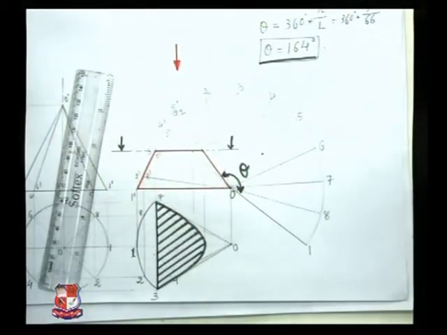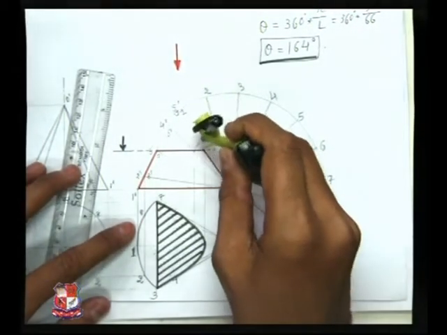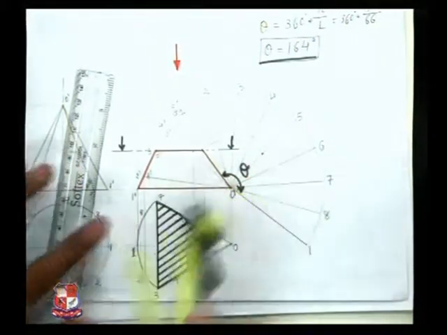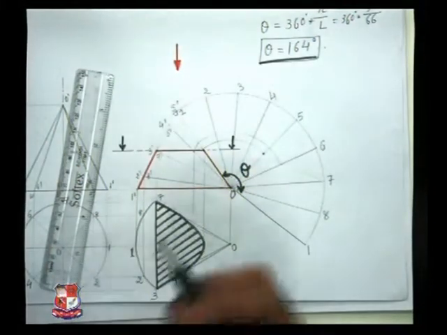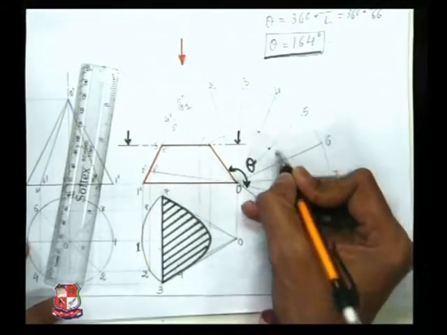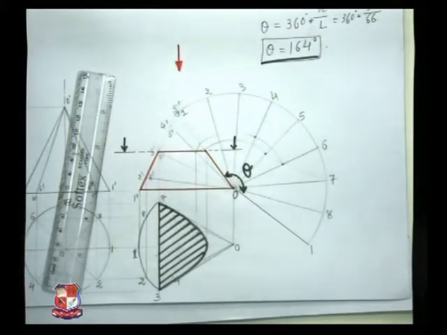Now take O as a center, O to this point as a radius, and draw an arc, and that will cut O4 and O6 at 2 points. One at O4, it's somewhere here, and O6 it's somewhere here. So we have picked up 2 more points to find out the points of intersection.